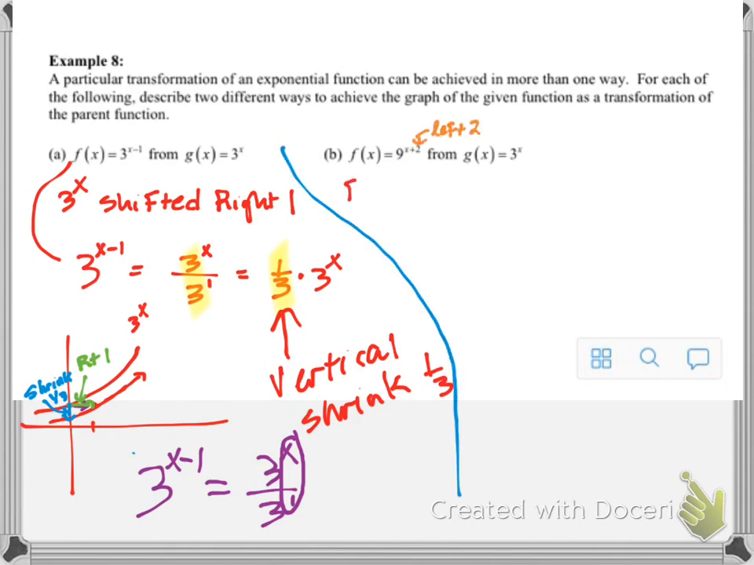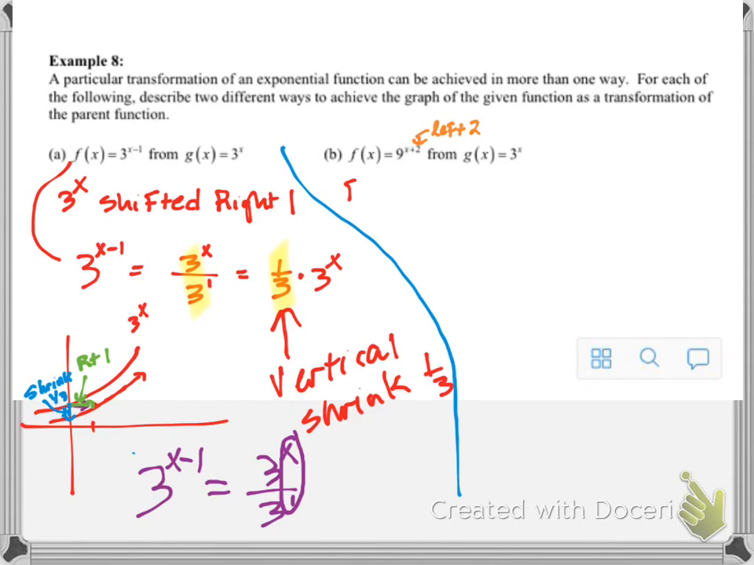Okay, next one. Let's do this one in standard form. All right, 9. We're supposed to rewrite this, 9 to the x plus 2, and describe how it's been transformed from 3 to the x. Well, we're looking at this as a left 2, usually. That'd be our standard look at this. But the thing is, how are we transforming it from 3 to the x?